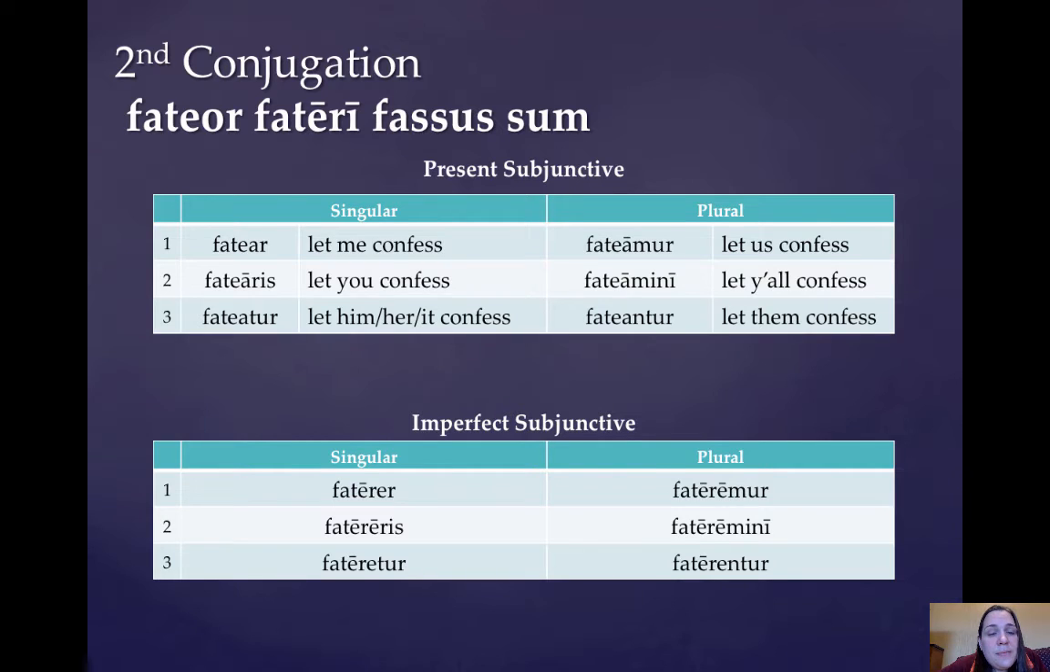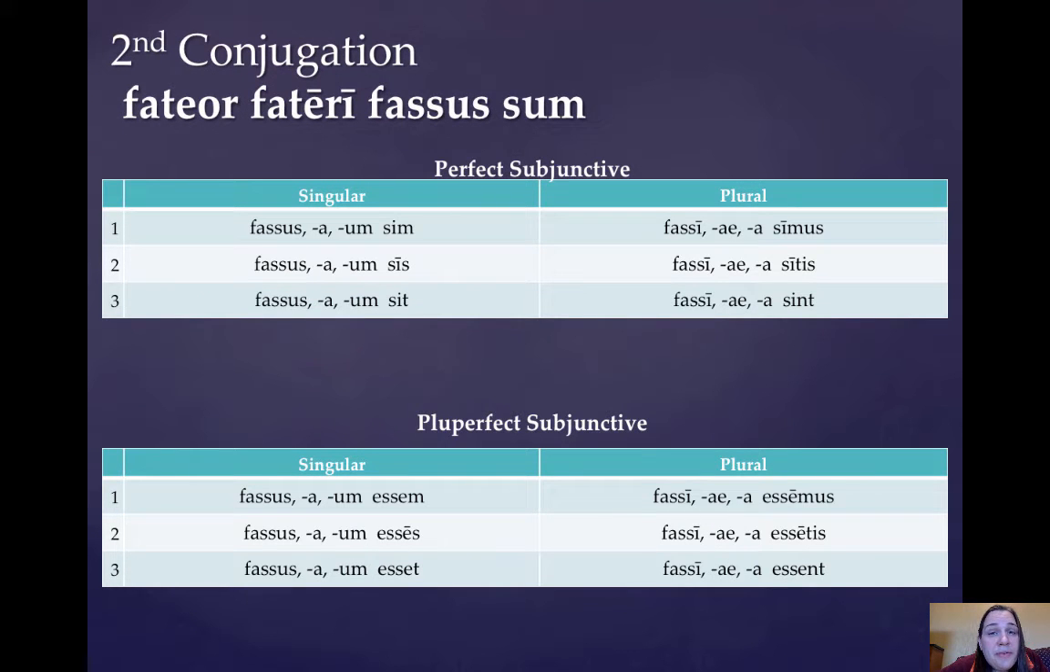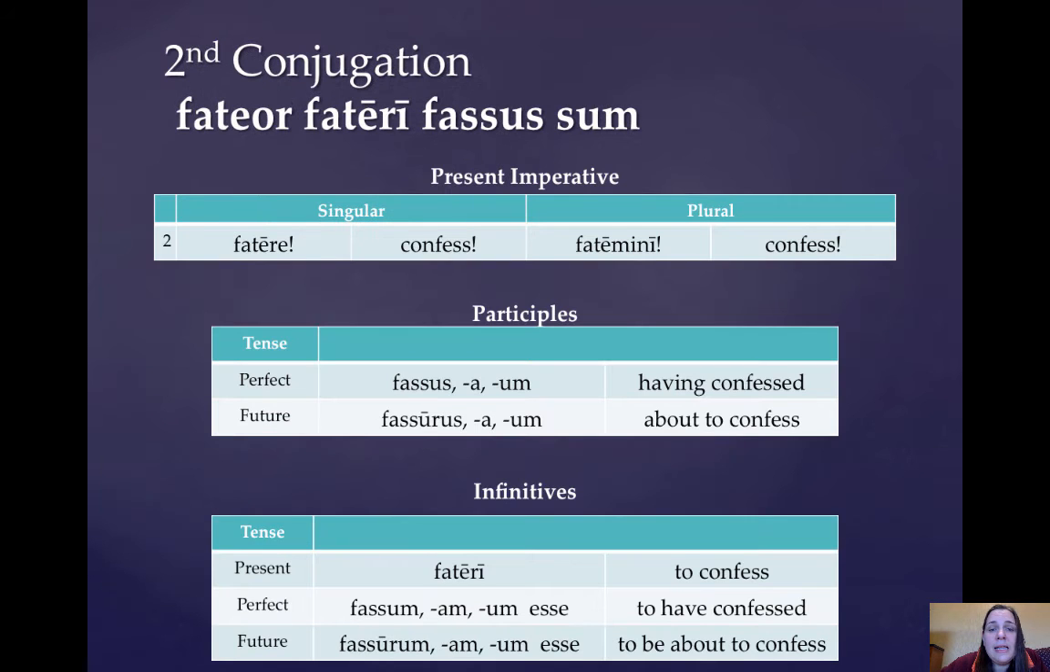It's present and imperfect subjunctive, perfect, pluperfect subjunctive, and then getting to this last slide, the present imperative, fatērī, confess, fatemini, confess, so the singular and plural imperatives. Our participles, fassus having confessed, or fassūrus about to confess. And then the infinitives, fatērī to confess, fassum esse to have confessed, fassūrum esse to be about to confess.